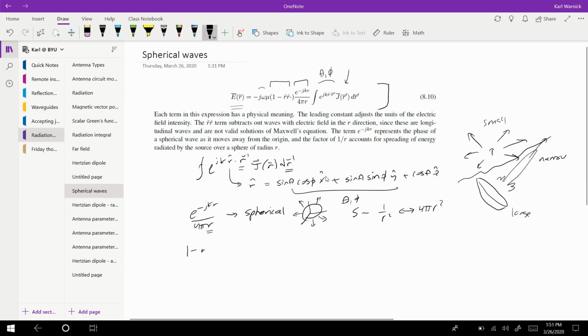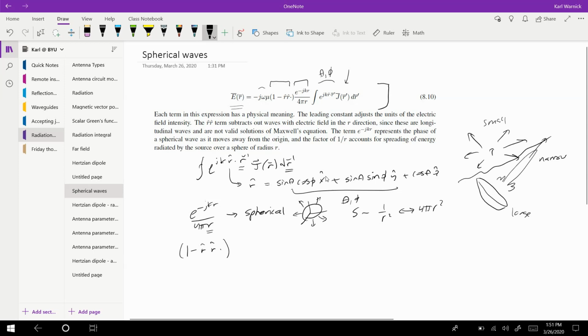Now the 1 minus r hat r hat term, it's a little bit of a pain to evaluate sometimes, but it's really quite important. This adjusts the vector direction of the fields. The 1 minus r hat r hat, what it really does operationally is it takes everything to the right of that term and gets rid of the r hat component.